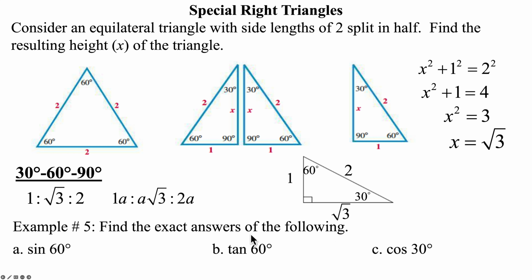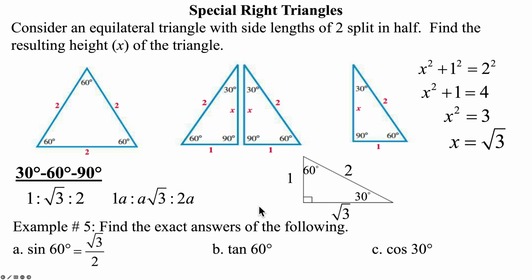All right, so if we had to find what we call now exact answers, sine of 60 degrees using my 30, 60, 90 right triangle. 60 is my angle. Sine is opposite, square root of 3, over hypotenuse 2. Square root of 3 over 2.